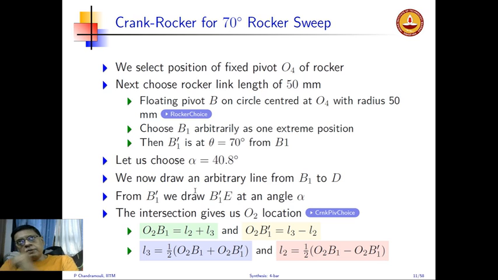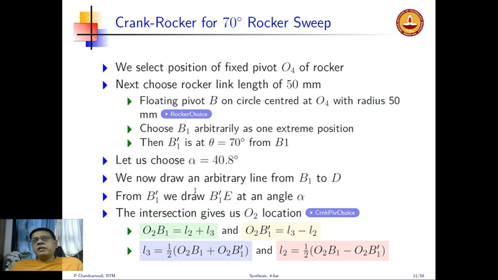So we are going to start off with selecting the position of the fixed pivot of the rocker. So we say, okay, the rocker fixed pivot has to be situated. In our wiper case, it's like saying, okay, here is where the fixed revolute joint has to be located. So we do that. I'm calling that O4. Then I'm also going to make a choice, say, of link length 50. All right. So 50 rocker, I know where the fixed pivot is going to be.